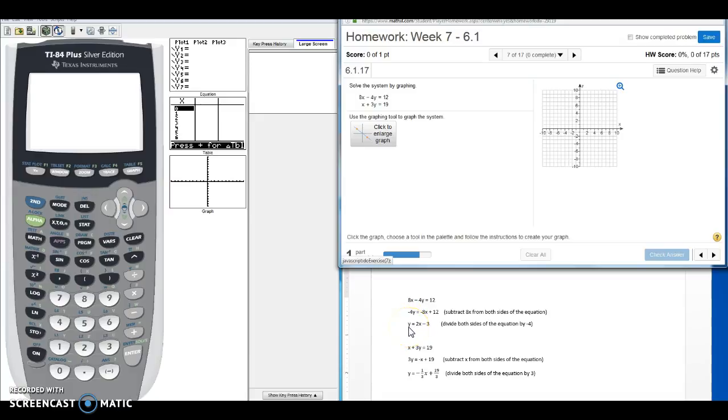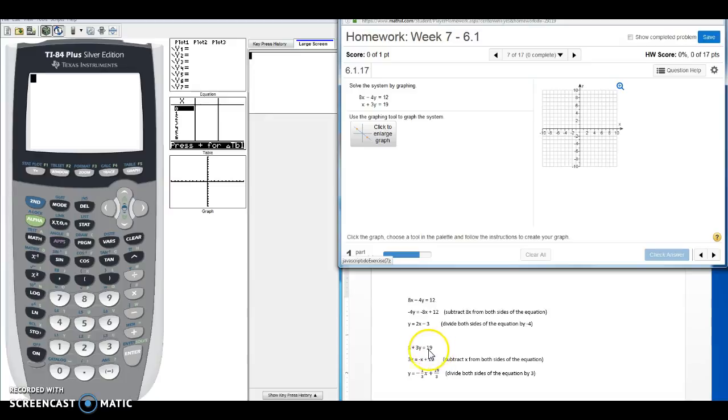That leaves me with just a y on the left-hand side, and on the right-hand side, when I divide negative 8 by negative 4, I'm left with 2, and when I divide 12 by negative 4, I'm left with negative 3. And so that gives me my first line written in y equals mx plus b form.